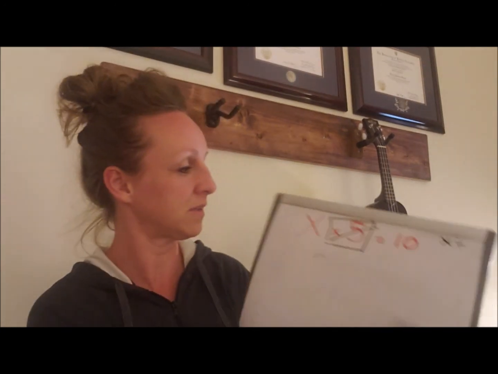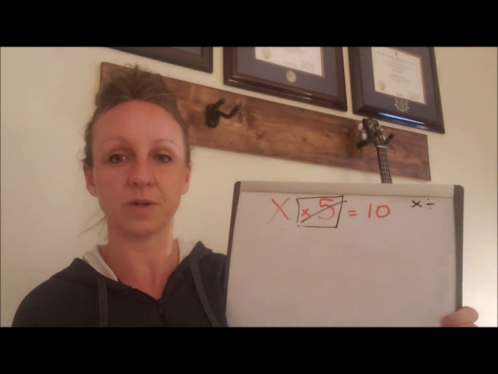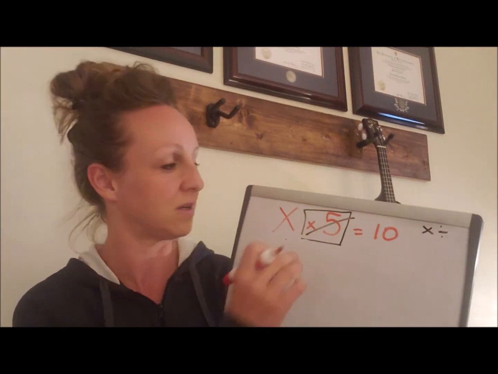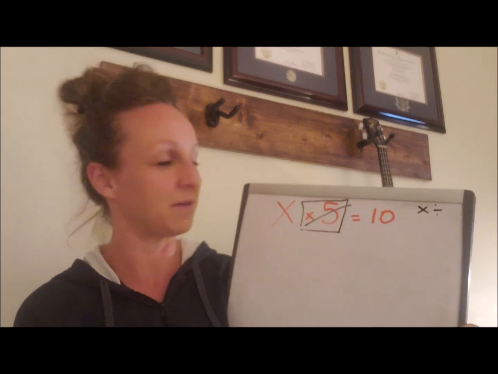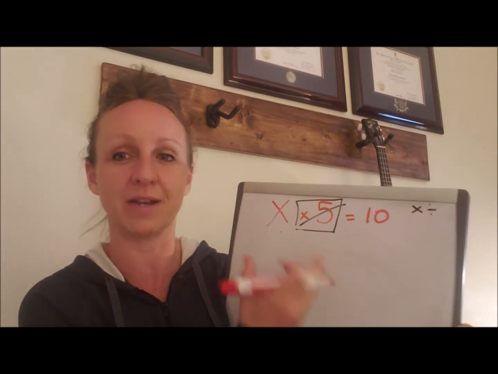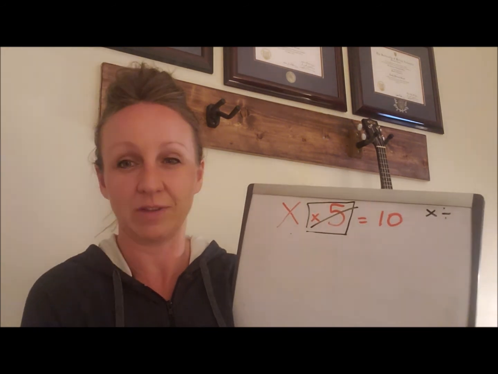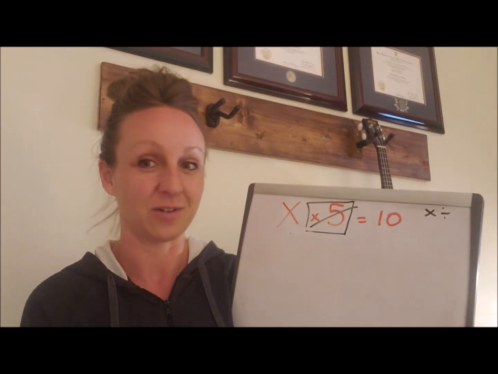So that is how we handle this kind of question. When you have the variable on the left-hand side of the equation, we've got our times 5, or our number right next to it, and it's in a really nice spot. So I'll show you the next one in just a minute.